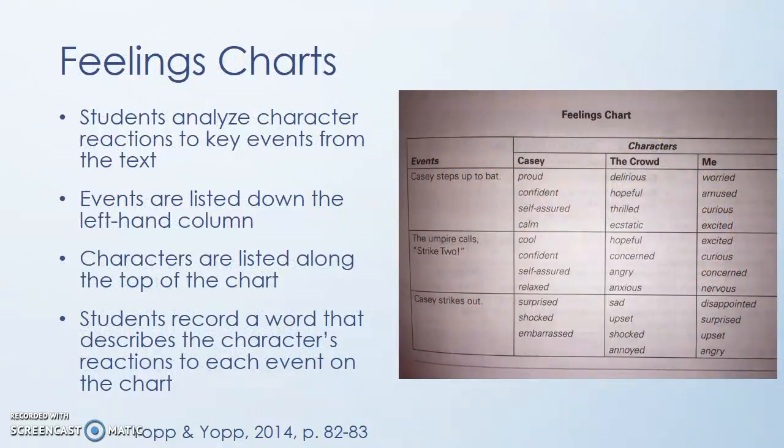Feelings charts allow you to look at characters and how they respond to certain events in the story. So you would have the events on the left-hand side, characters' names across the top, and the students are going to record a word that describes the character's reactions to each event on the chart.